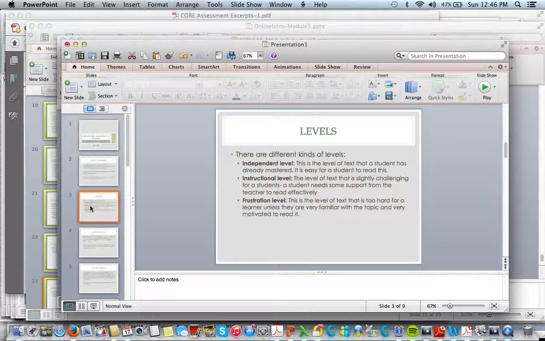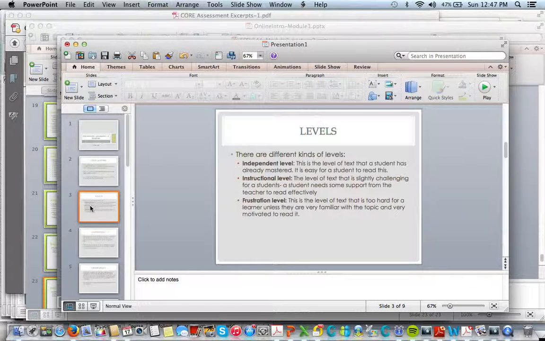Frustration level is a text that's too hard for your student. So the student we just talked about, second grade level, would be too hard for them. That would be a frustration level. Probably even middle first grade levels would be too hard for that student. So that's called frustration level because it's just too frustrating.